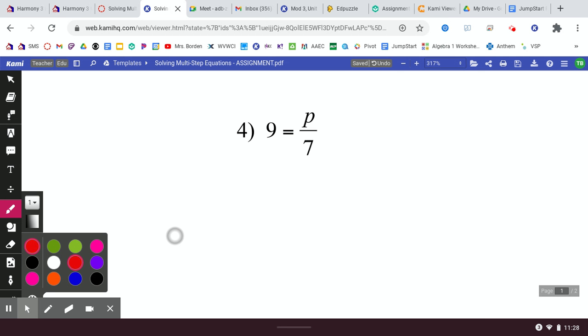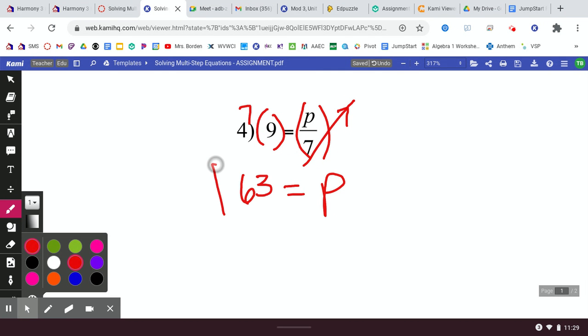All right. Cole, number 4. So we want to get p by itself, right? What is attached to it? The 7. And is it addition, subtraction, multiplication, or division? Yep. And so what's the opposite of division? Okay, so we're going to multiply by 7, multiply by 7. Do it to both sides, of course. And when we do that, the 2 7s cancel out and we get p. And what's 7 times 9? Perfect. P equals 63. Very good.